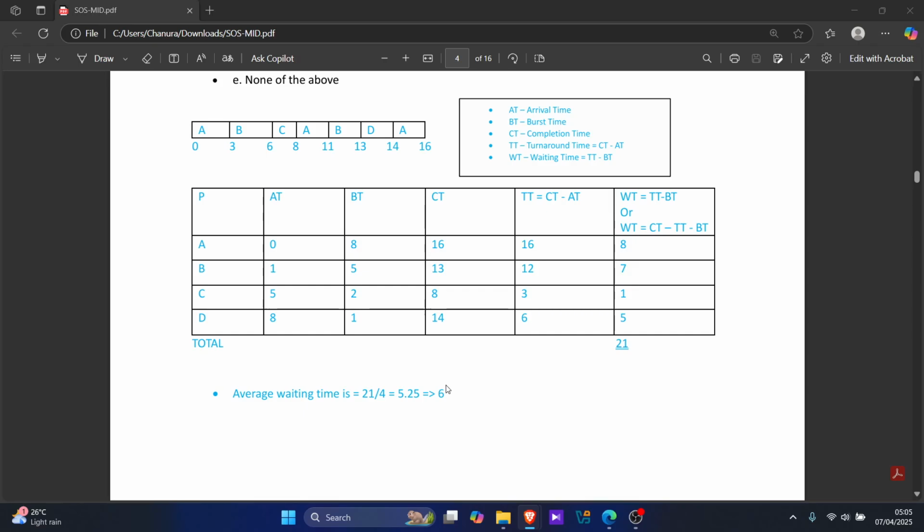Alternatively, when D arrives at 8, which is when C finishes, D is added to the queue. So after C, Q is A, B, D. Then A runs next. Yes, the timeline seems correct. So the average is indeed 5.25, which is not listed. Hence, answer E. Final answer.